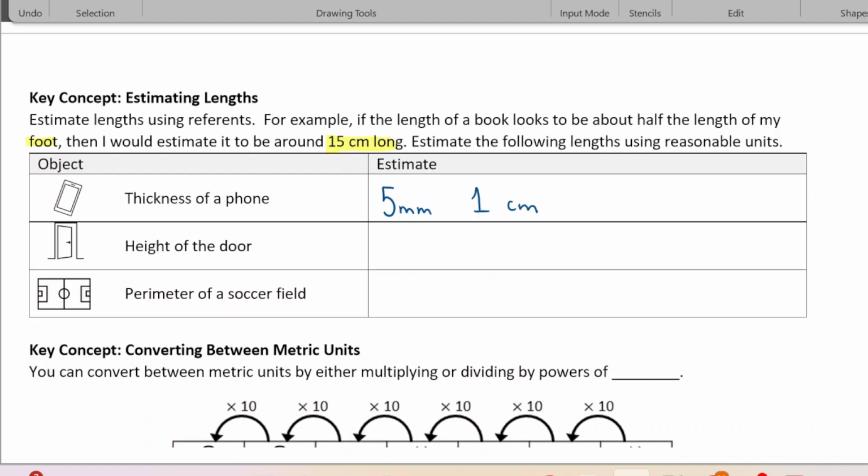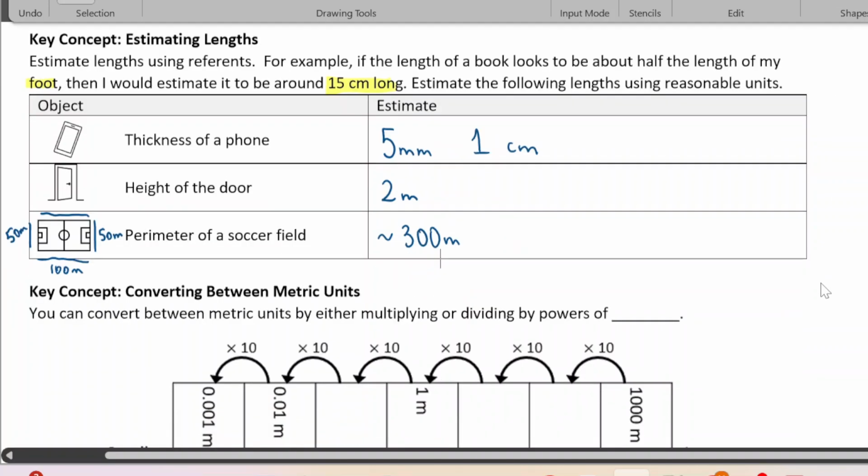Height of a door. If you can imagine yourself walking up to the door, you might take 2 large steps, maybe about 2 meters, I would say is pretty good. And then the perimeter of a soccer field. So you're kind of going 100 meters, maybe 50, and then 100 again, and then maybe 50. Because remember we said the length of a soccer field is about 100, that's the longer side. So maybe about 300 meters, and it depends on the soccer field because every soccer field has slightly different lengths.